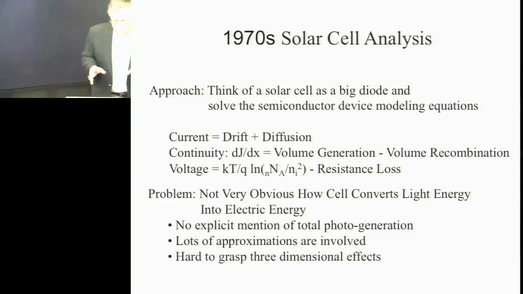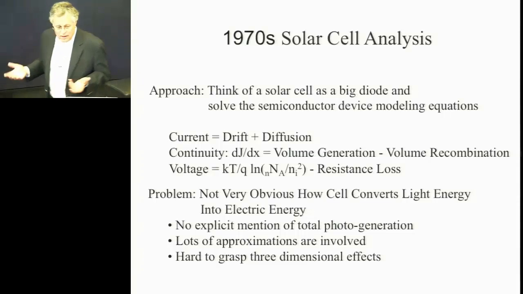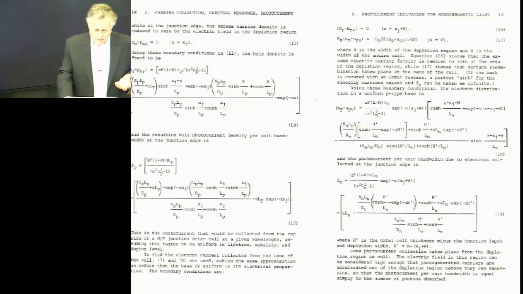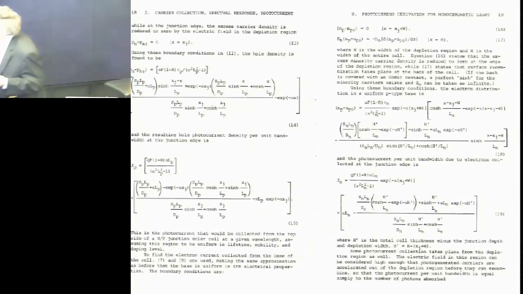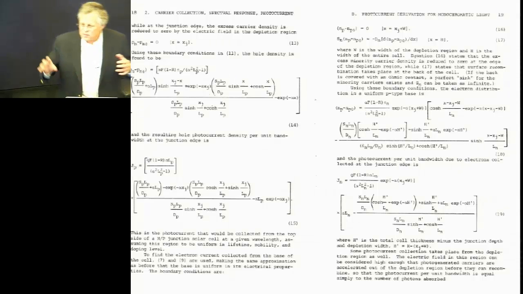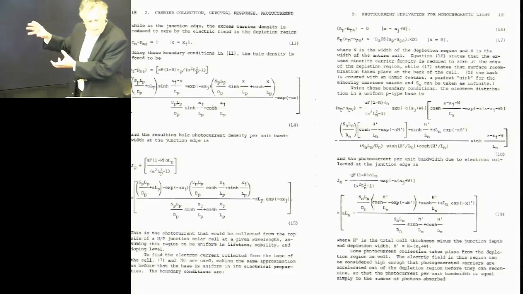The problem with this approach is, while rigorously correct, it's not obvious how a solar cell works. It's just buried in these equations. In fact, if you go back to these equations and you set things like the minority carrier lifetime in there to infinity, the conversion efficiency goes to infinity. So it's not even obvious that these equations obey the conservation of energy.